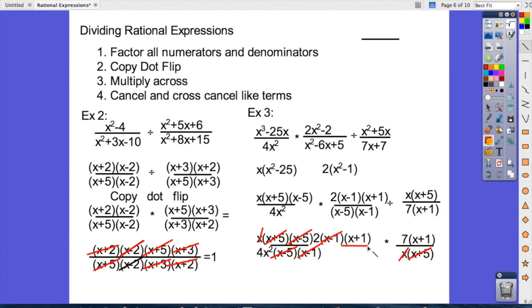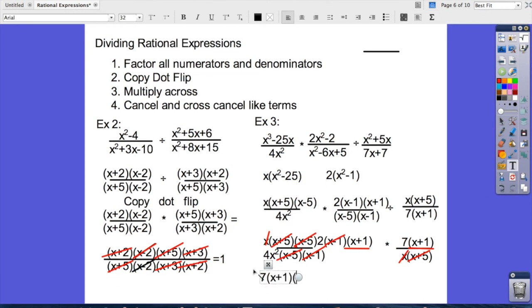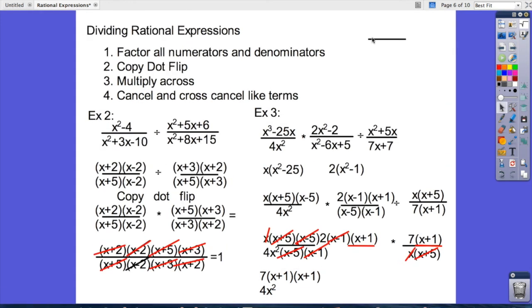I notice there's an x plus 1 and an x plus 1 here, but notice they're both on the numerator, so you can't cancel. So now we're going to finally multiply across. We have 7 times x plus 1 times x plus 1, all divided by 4x squared. So that's our answer for now. You'd want to multiply the x plus 1s, but we're going to go ahead and move on.